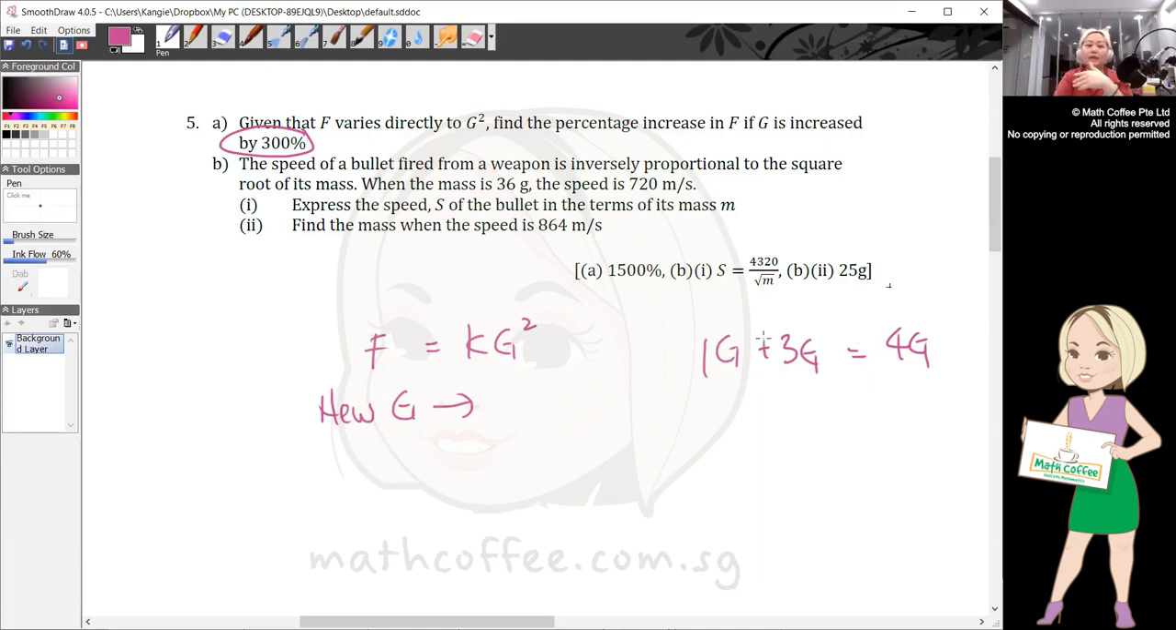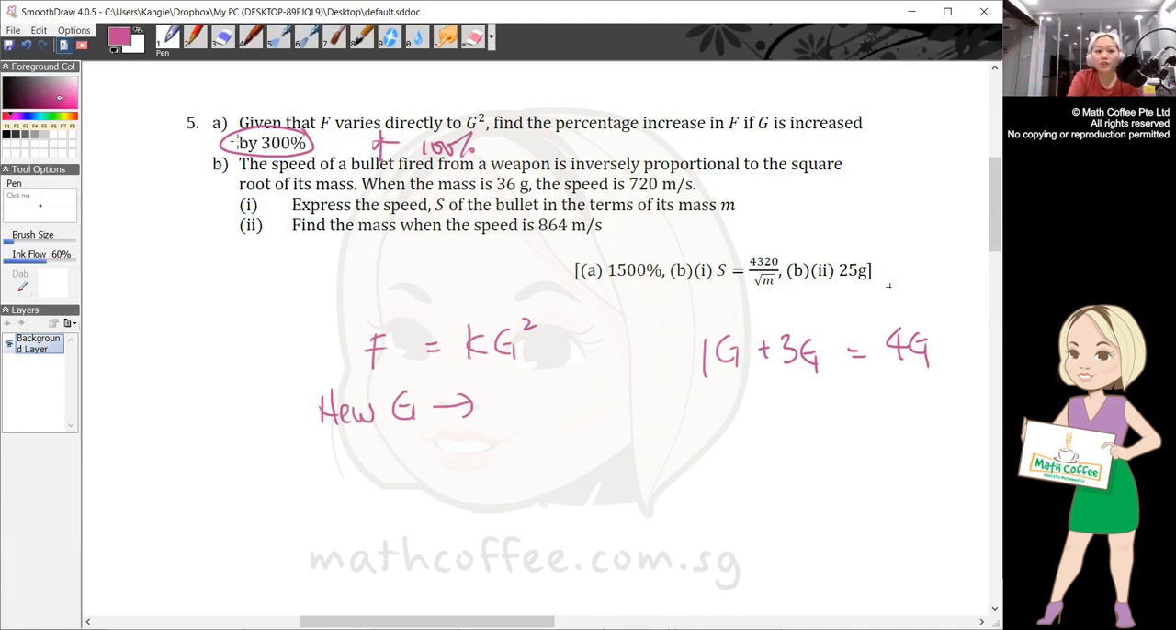But you think about it. If I say increase by 100%, it can't be that my new G is just G, because originally you have already 1G. So if you increase by 100%, of course you will be G plus another G, so you'll be 2G. So same applies for increase by 300%. Originally got 1G, you add in another 3G, of course it's 4G. You understand? So take note on this one. Increase by 300% is adding another 3, so it becomes 4G.